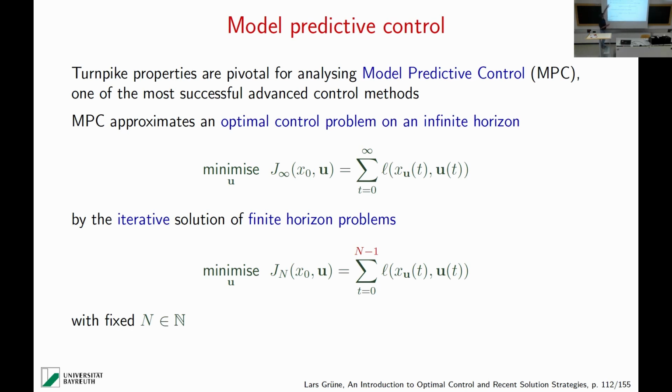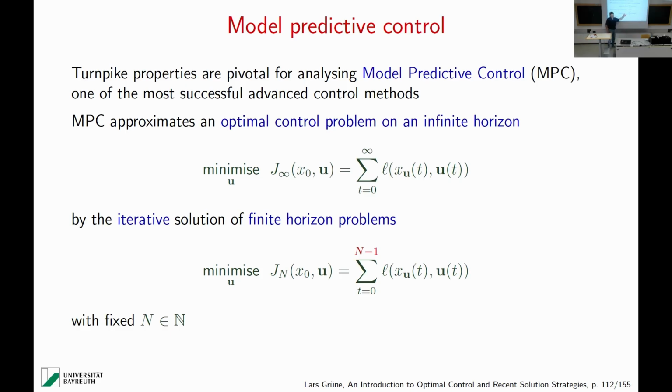So what does model predictive control do? We want to solve an infinite horizon problem, and I'm using the discrete time formulation here because that's the usual way you find it in model predictive control. You would like to approximate that by the iterative solution of finite horizon problems. Because the finite horizon problem is something you can solve with direct methods very quickly and efficiently, particularly if n is small. If n becomes very large, then you have lots of decision variables and a long time horizon, and that's difficult again. But if n is relatively small, then you can really solve this in milliseconds.